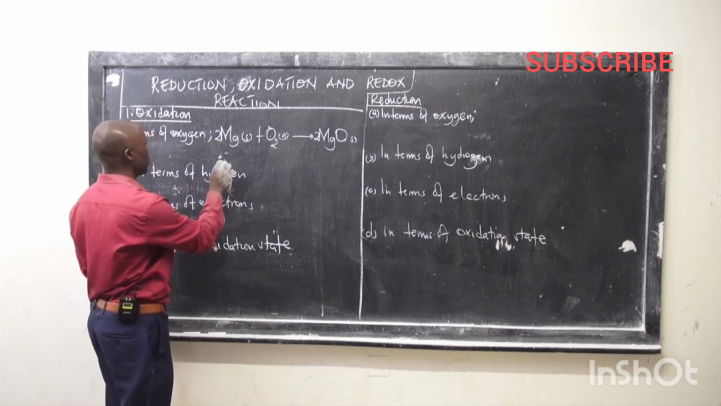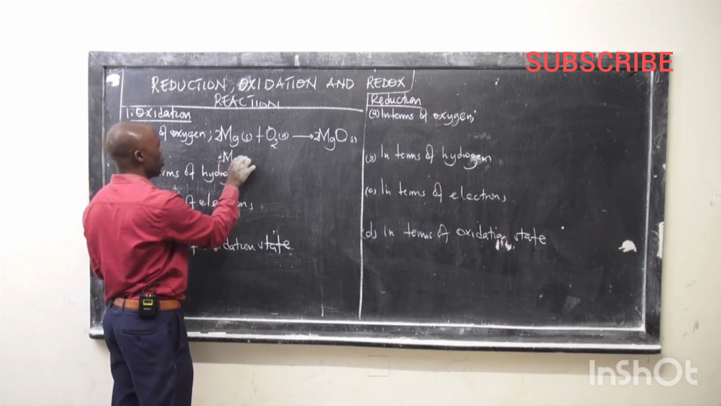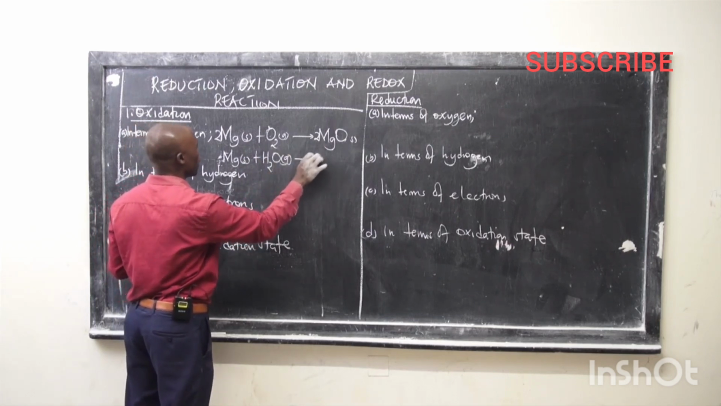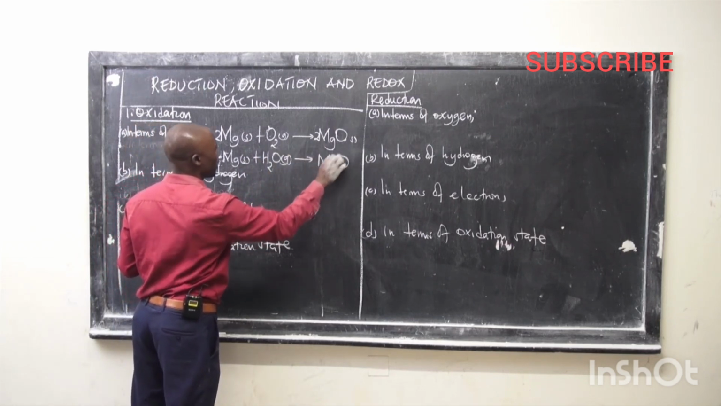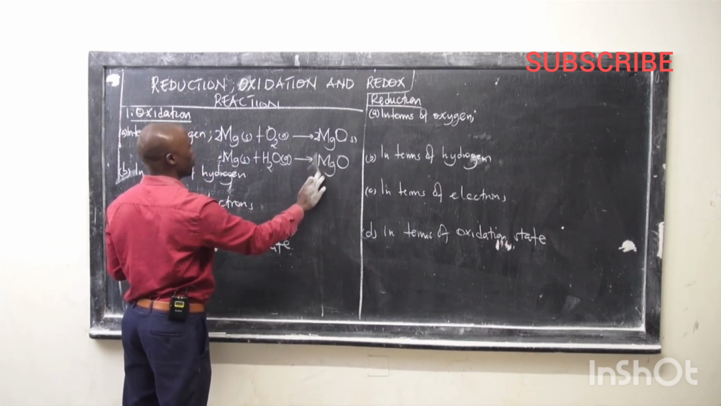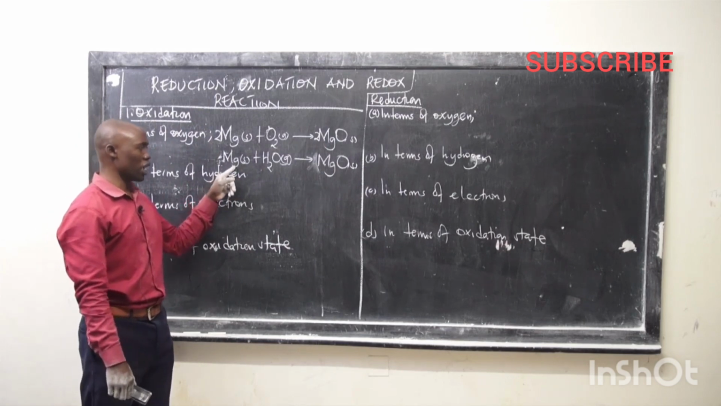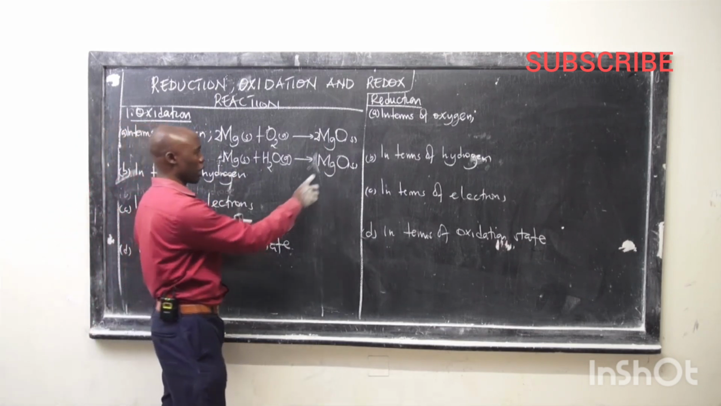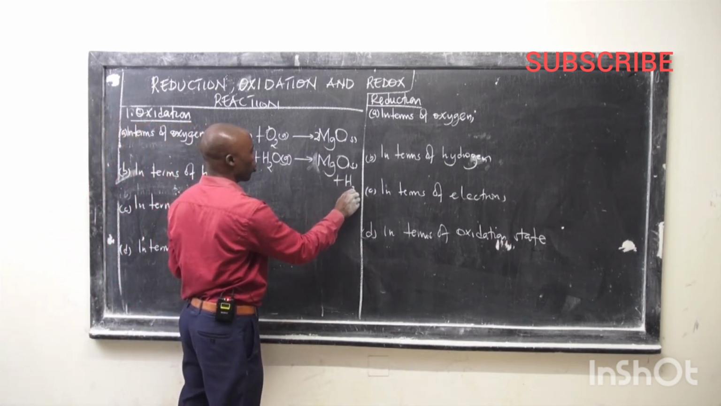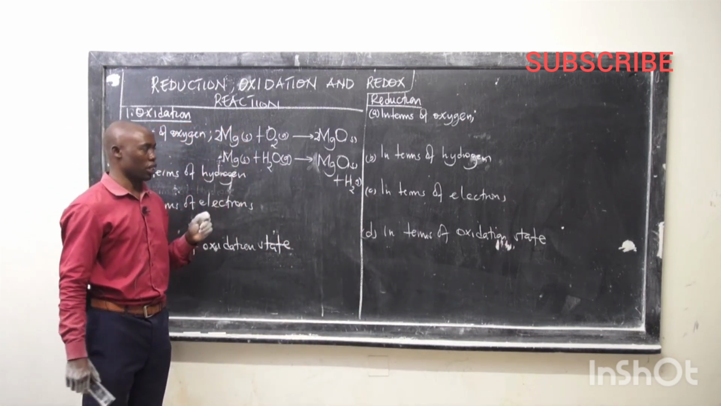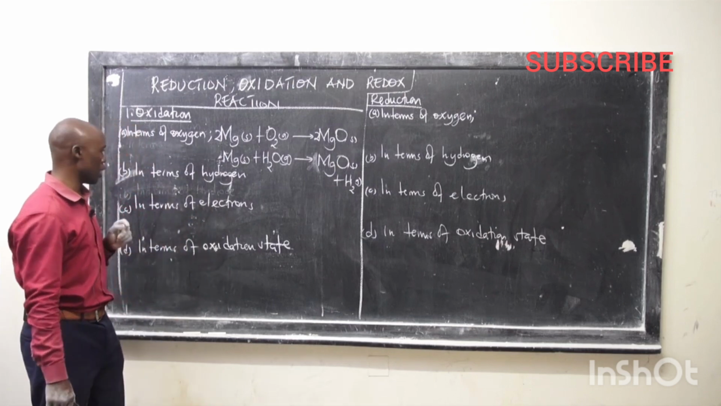We can have a similar reaction, magnesium reacting with steam. Steam is water vapor, so I've put a gas. So still, we can say here, steam has oxidized magnesium to magnesium oxide. So addition of oxygen is actually oxidation of a substance or an element.